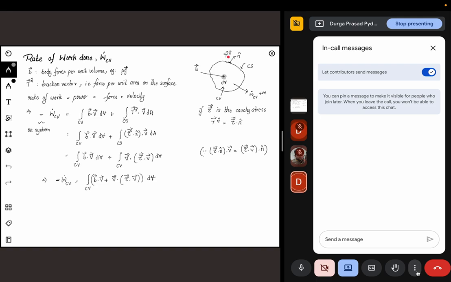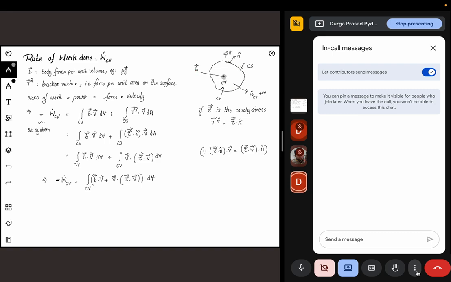Traction vector is basically the forces acting on the surface, like some stress or whatever is acting on the surface. Because of those forces, some work will also be done. These two have to be accounted for to calculate my work done. And as you see, these traction forces are again doing work on the control volume.